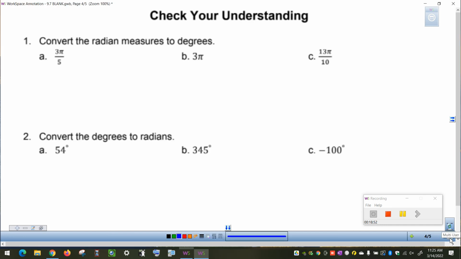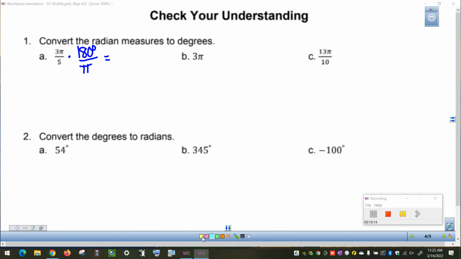Okay, so for this first conversion, we have a radian measure. Radian measures usually involve the pi symbol. They don't have to, but it's very common. We're going to turn it into degrees. So using that formula that we saw in the box above, this just means that we're going to multiply by 180 degrees over pi.